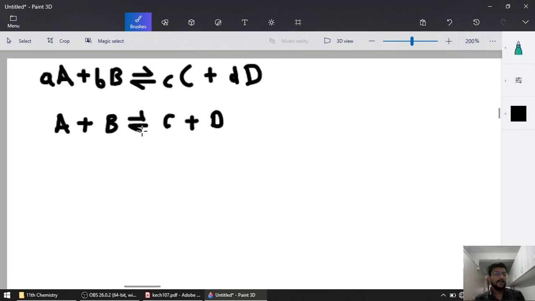Now, to define equilibrium, let's go through one particular scenario. Any chemical reaction that occurs in nature is going to attain equilibrium. It doesn't matter how it happens, it will happen for sure. Equilibrium will be there in every single reaction. But there is a catch over here.